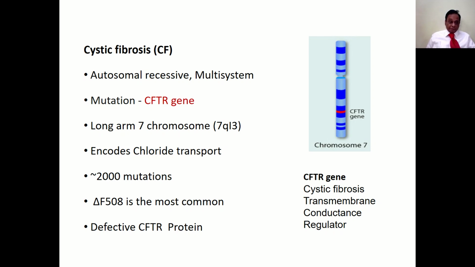Where is that gene? That gene is in the long arm of the 7th chromosome. What is the function of that gene? Every gene has some function. Here the function of the gene is chloride transport. You all know in the membrane there are several channels, of which the chloride channel is very, very important. And the common mutation is delta F508. There are more than 2000 mutations now diagnosed, and this is a genetic defect, as I said.